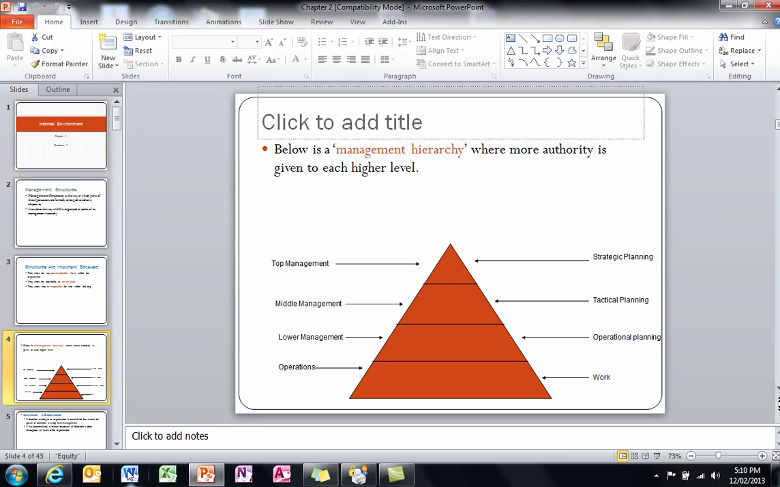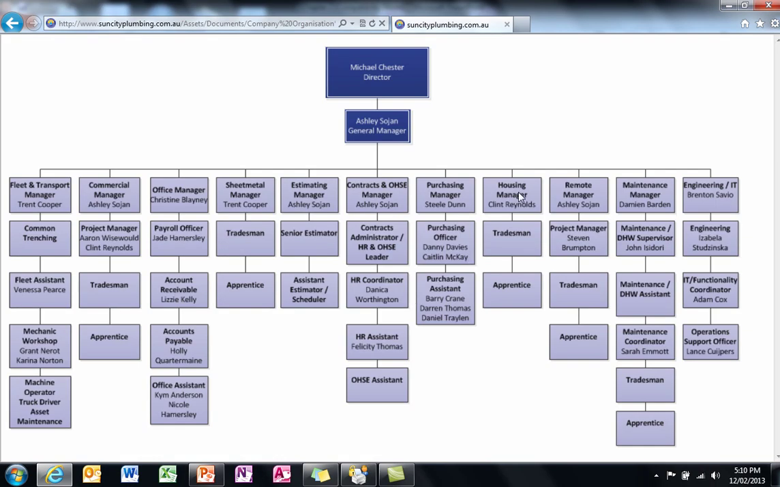If I can just go here. So this is only a small organisation, or a medium organisation I should say. It's not large. However, you can see here how there's the director at the top, there's the general manager, and then here are the more senior managers. They're in sort of departments. So you've got purchasing manager, an estimating manager, an office manager. So they're responsible. Let's take a look at the office manager, for example.